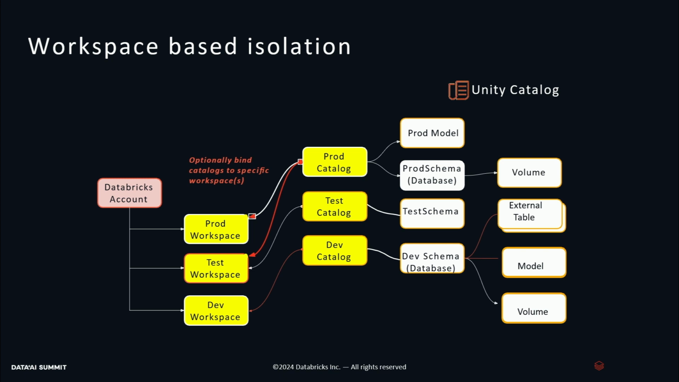If you see that white arrow, there is a catalog workspace binding between the prod catalog and the prod workspace. Now, say this same user also has access to the test as well as the dev workspaces. Because of this catalog workspace binding, even though the user has access to all three workspaces, he would not be able to access that volume from any workspace except the prod workspace. So this is how your workspace-based isolation is achieved.